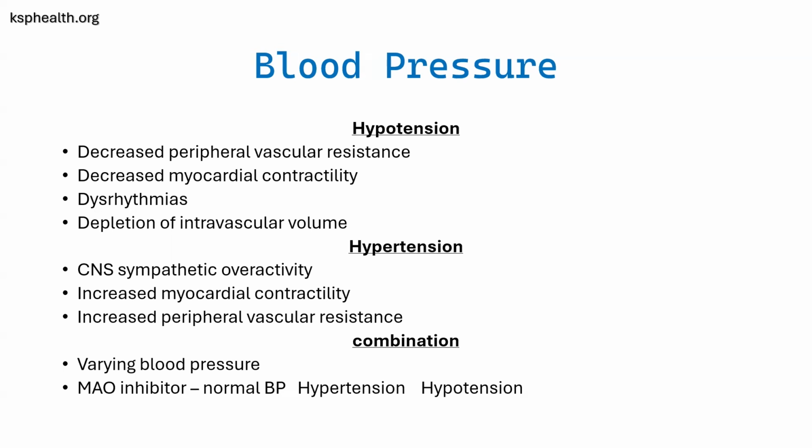Sometimes the blood pressure can vary. Initially hypertensive, then they become hypotensive. For example, in monoamine oxidase inhibitors, initially they start with normal blood pressure, then hypertension happens when the medication really hits, and then hypotension happens. So you have to keep in mind the dynamic things that could happen with various xenobiotics.